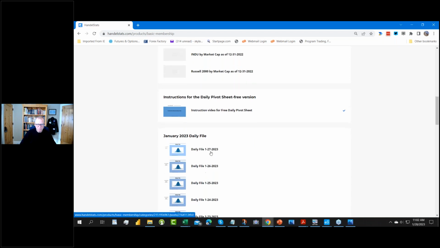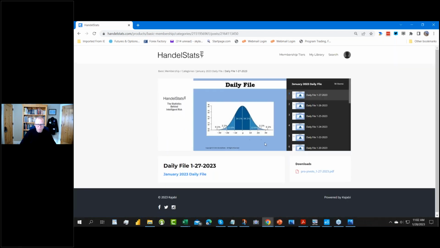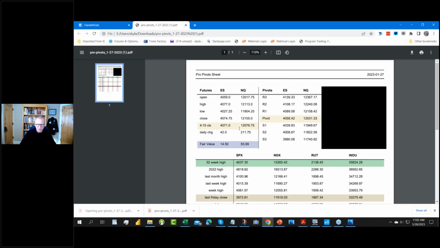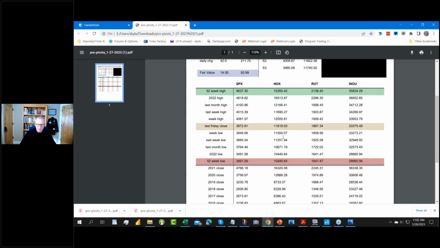I put out a free daily pivot sheet. This is Friday's. If you go in and download it, this is what my free daily pivot sheet looks like. It's just the futures: high, low, open, close, 4 o'clock close, 4:15 close, the daily change, and the fair value. Then there are some pivot points from a no pivot system, and the pro sheet has the standard deviation levels. Then there's a cash section of the sheet showing the Friday close, and where we are within the week, the high and low, and the prior week's high and low, prior month's high and low.